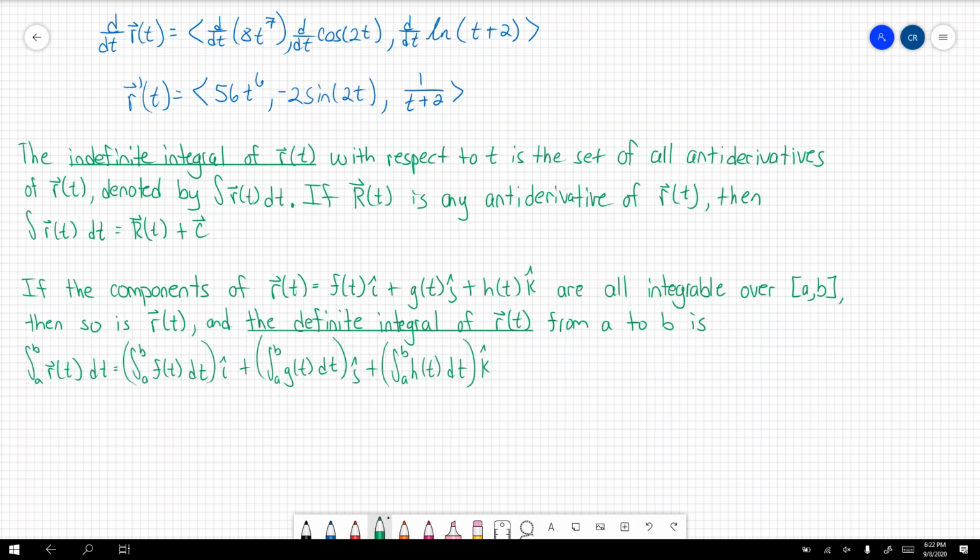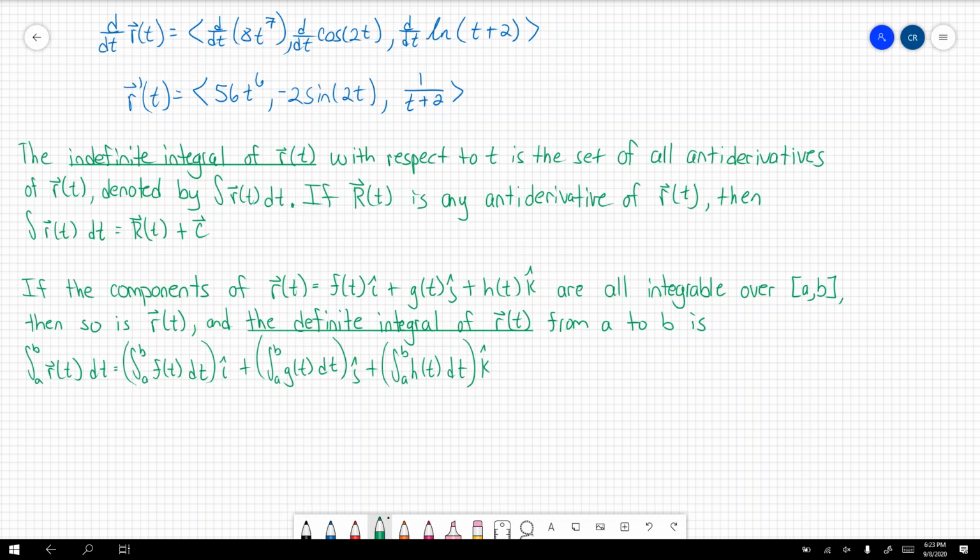We have an indefinite integral for a vector-valued function, and when we calculate that indefinite integral, we must always account for the constant of integration. However, in this particular case, you're going to notice that the constant of integration is going to be a constant vector. So we have to make sure we keep that in mind, that if we ever work with an indefinite integral, we must get a constant of integration.